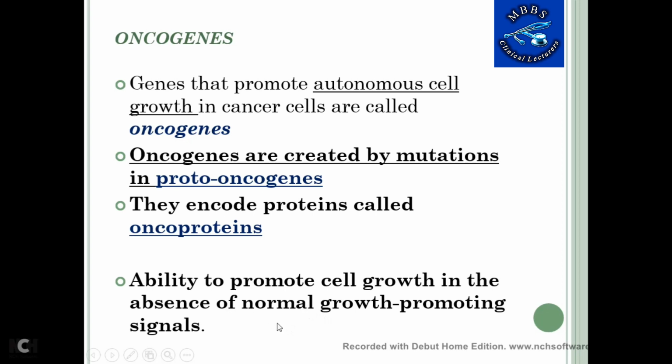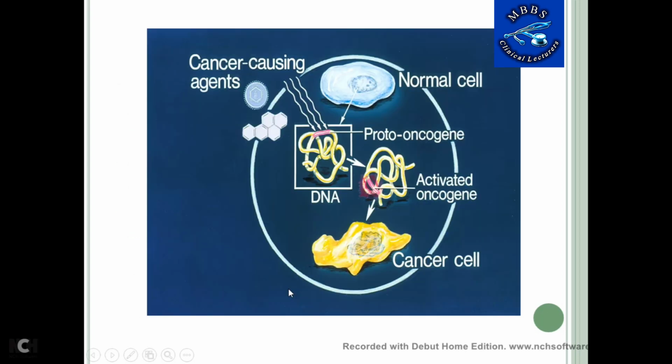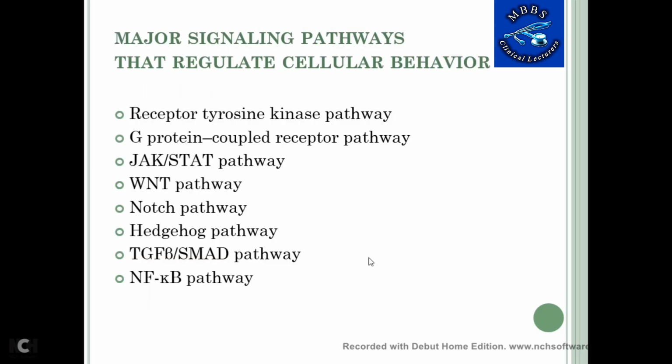So even if normal growth promoting signals are not present in the body at that particular time, they do not need any growth signal. These oncogenes are able to promote cell growth. Now, this picture can easily tell you the function of a proto-oncogene. What happens in the normal cell when it acquires a mutation through any carcinogen, a cancer-causing agent, is that the proto-oncogene is activated and becomes an oncogene. This oncogene encodes a protein, an oncoprotein, through which it affects the cells, and they keep on multiplying. These cancer cells keep on multiplying without any growth factor signals.